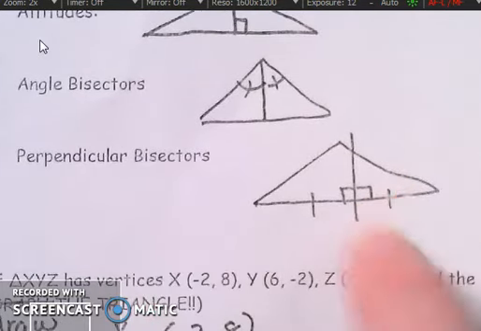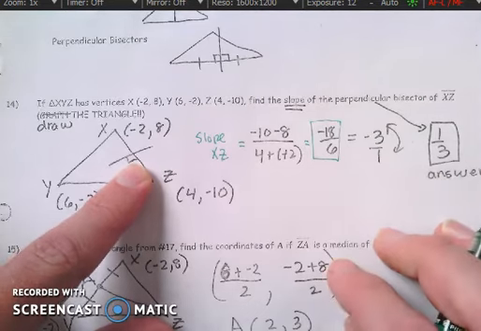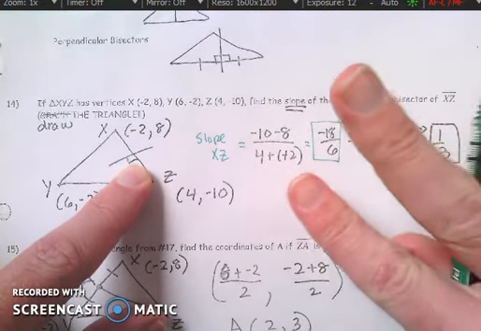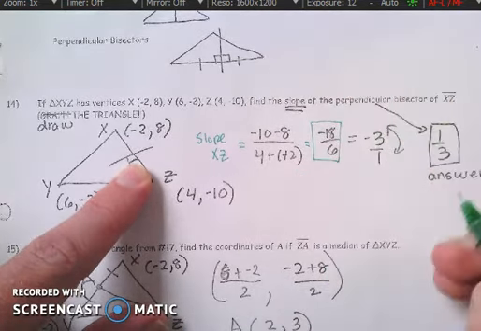Alright. Next question, number 14. We have a triangle with different points. Find the slope of the perpendicular bisector of XZ. The great thing is you don't really have to even graph it. You just have to know where the picture is. To find the perpendicular bisector of XZ, all I have to do is find the slope of XZ. So the slope of XZ is denoted by this equation. We actually get negative 18 over 6. The perpendicular bisector means I'm going to have to do the opposite reciprocal and flip it. And that's how we get 1/3 as our answer.